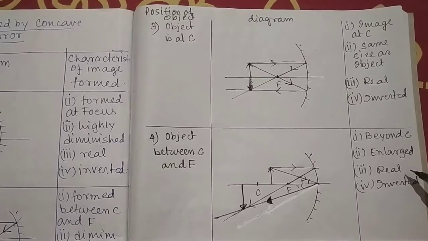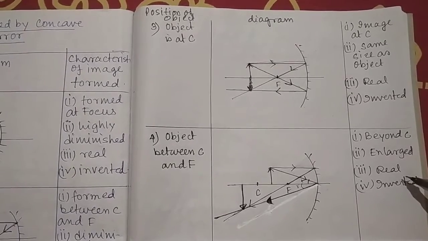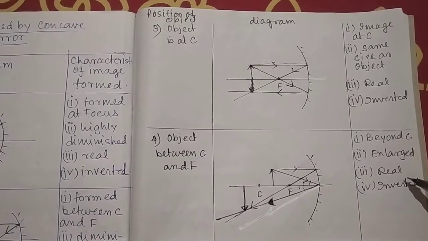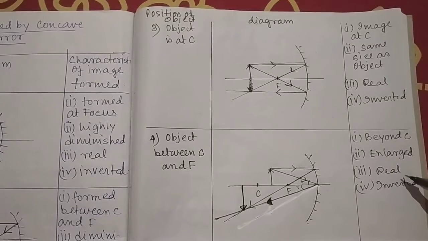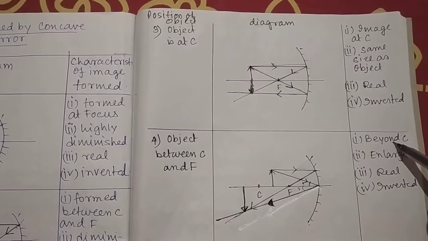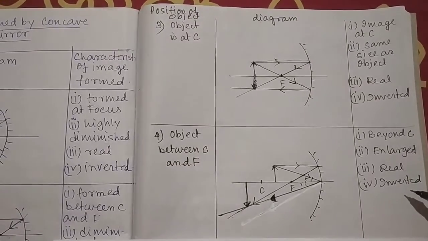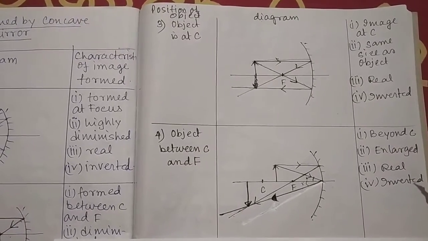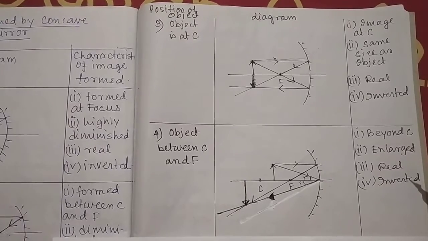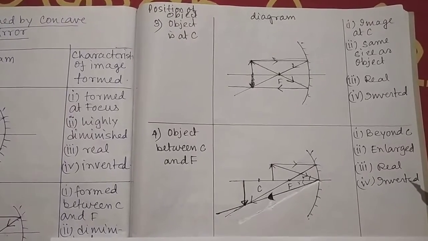So here we have four characteristics of the image formed when the object is placed between C and F: it is formed beyond the center of curvature, it is enlarged, it is real, and it is inverted. In our next class we will again deal with two more cases of ray diagrams formed by a concave mirror.